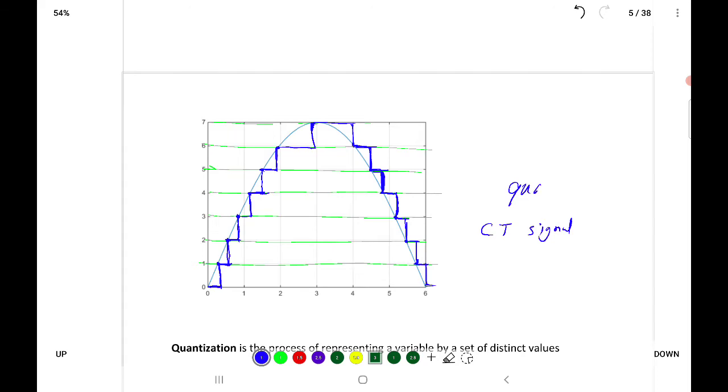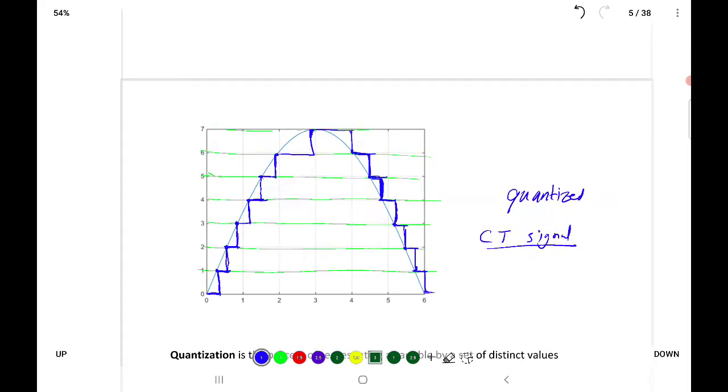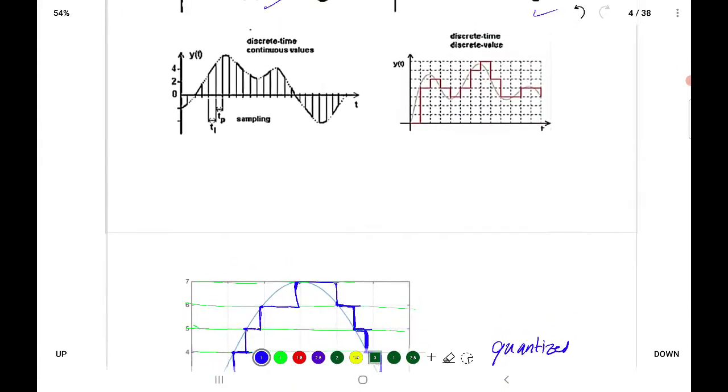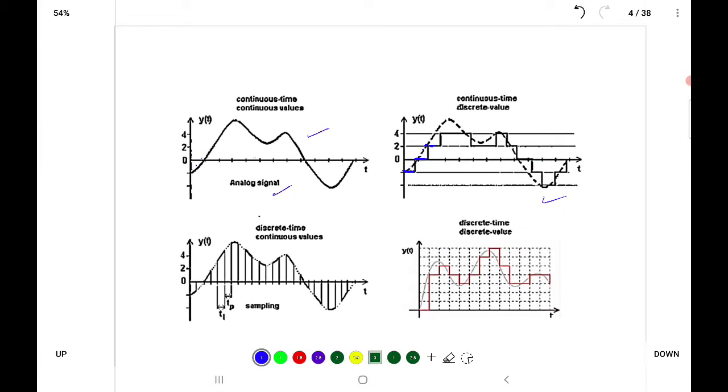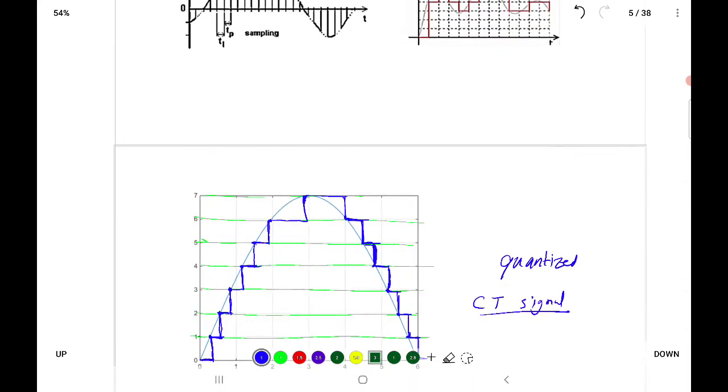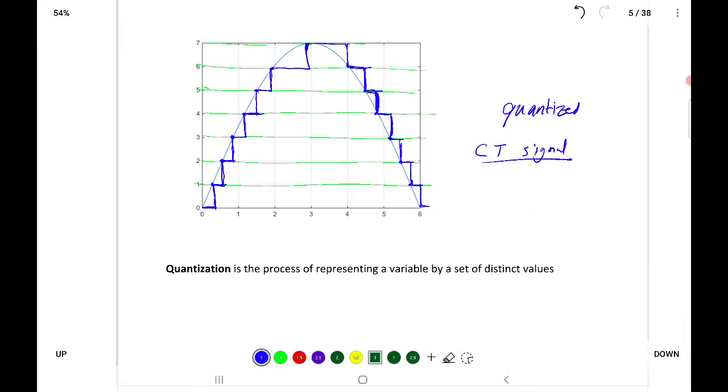Let's call it quantized, but still a continuous time signal. And the one before, like this one, is also continuous time, but this is analog because the amplitude takes all values, not discrete like this one. That's what I'm trying to say. So that's the continuous time signal, but quantized.